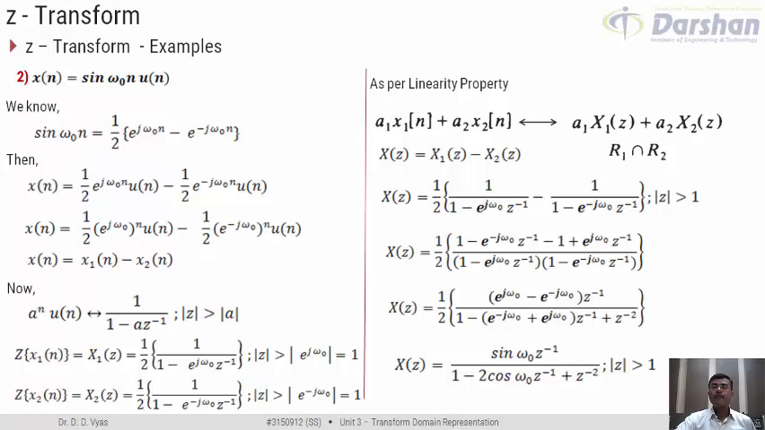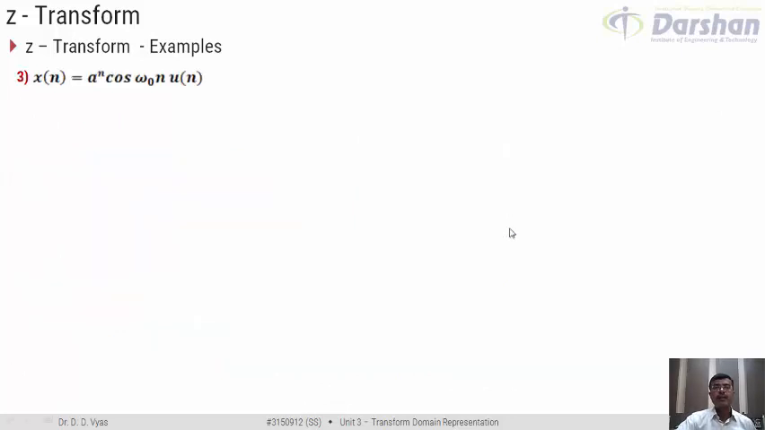If you are satisfied with this, let us go to the next example where we try to calculate Z transform of a signal x of n equal to a raised to power n cos omega 0 n u[n]. So, in the previous example, we calculated Z transform of cos omega 0 n u[n]. Now it is getting multiplied with an exponential a raised to power n.